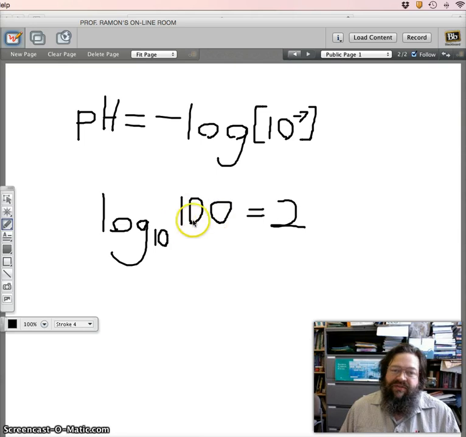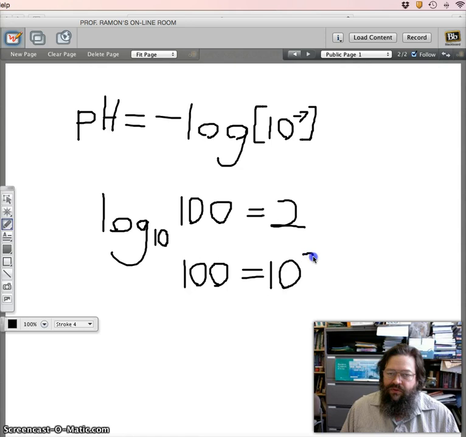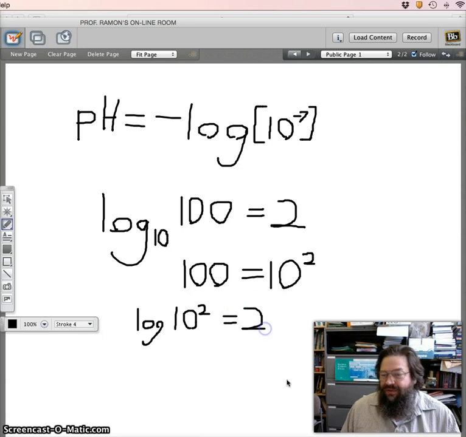Now, we could, instead of calling this 100, it turns out 100 is equal to 10 squared. So I could say, what is the log of 10 squared? If I gave the problem to you like this, it would be so simple it would be almost trivial. This is asking you 10 raised to what power equals 10 raised to the second power. And so the answer, even if you don't remember how to do logarithms, it's already figured out for you. The answer is 2.